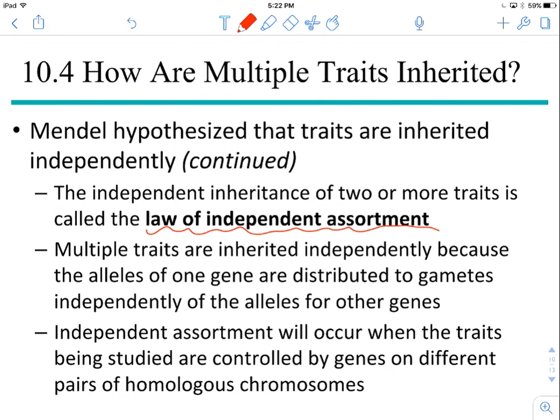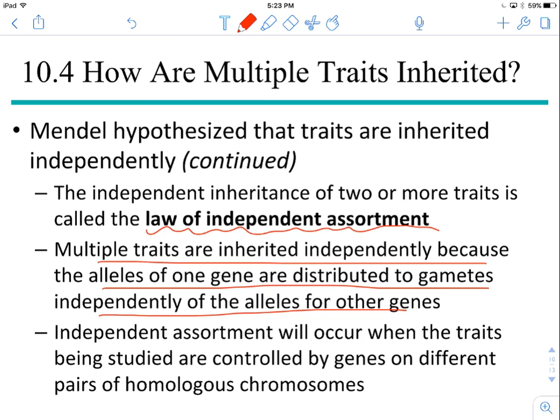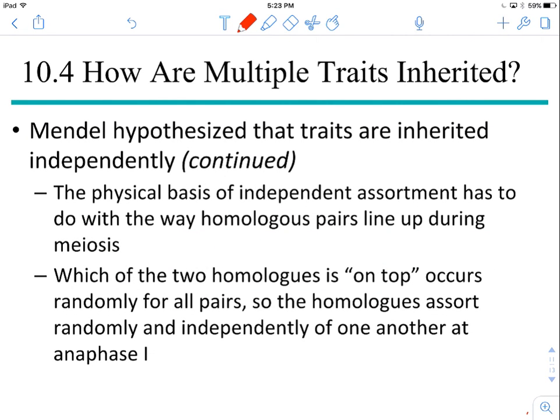And it was figured out later, as we already know, that this is because of how the homologous pairs of chromosomes line up independently of each other at the metaphase plate in meiosis 1. Multiple traits are inherited independently because the alleles of one gene are distributed to gametes independently of alleles of other genes. And the genes have to be on different pairs of homologous chromosomes. We'll talk about what happens when they're on the same pair a little bit later in the chapter. And again, the physical basis of the law of independent assortment has to do with metaphase 1 of meiosis 1.